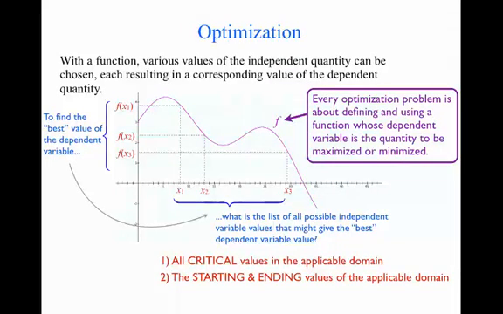Again, what's the key? What's the centerpiece? What is everything in these solutions going to revolve around? The function whose dependent variable is the quantity that we want the max or min of. Every optimization problem is about defining and using a function whose dependent variable is the quantity that we want the max or min of. So if it says we're looking for the maximum temperature, then in that solution you're going to be developing a function whose dependent or output variable is temperature. I'll keep reminding you of this until it sticks. This is the mindset you have to be in.